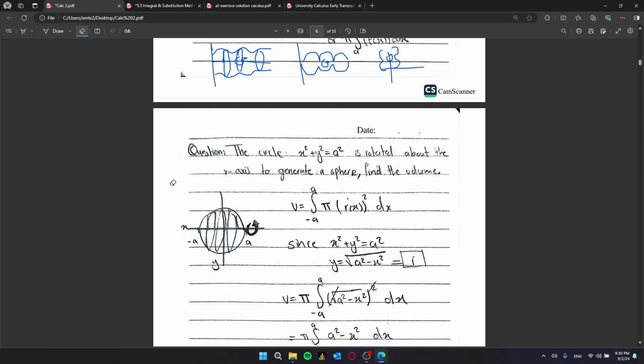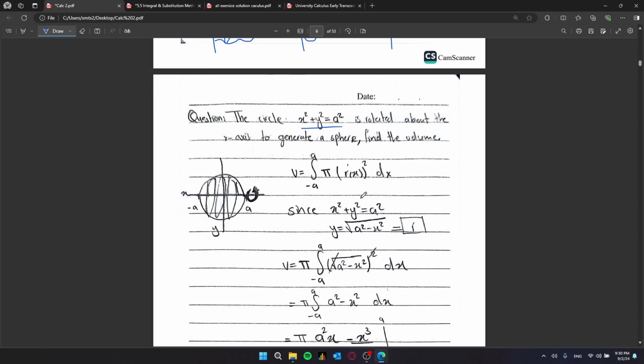Now, what is the question here? The circle x squared plus y squared equals a squared is rotated about the x-axis to create a sphere. Find the volume. So you have this as your function, and you want to find the radius. You want to find the volume using the concept that we discussed a few minutes ago, which is you want to find the height. The height is the only thing that's going to change. If you want to take it as half of the height or the entire height, that's up to you. It doesn't make a difference.